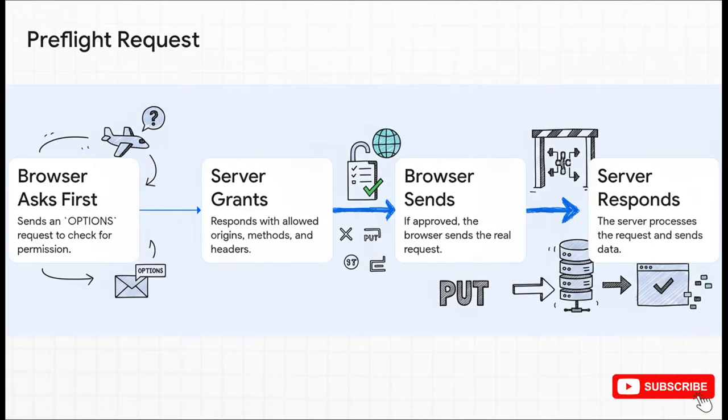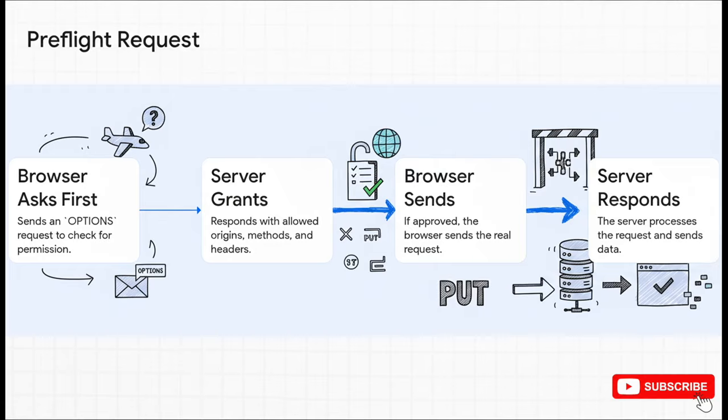And this is where the pre-flight comes in. It's a genius little safety check. Before sending the actual request, the browser first sends a completely separate preliminary request using the OPTIONS method. It's basically the browser politely asking the server for permission first. It's saying, hey, just a heads up, I'm about to send a PUT request. Is that okay with you?